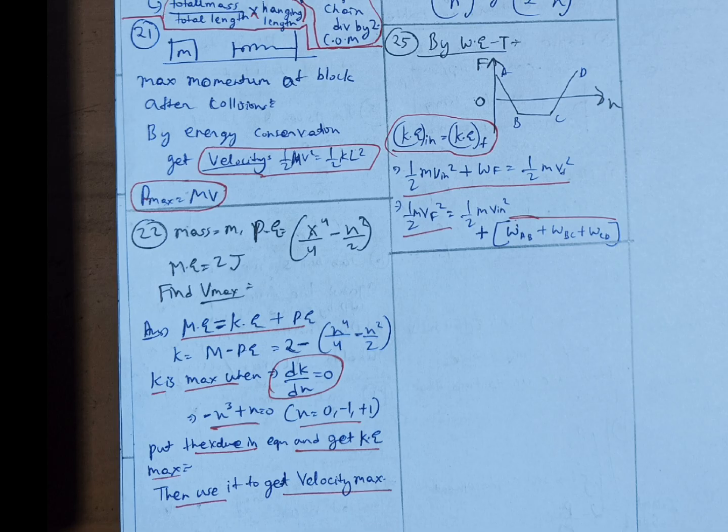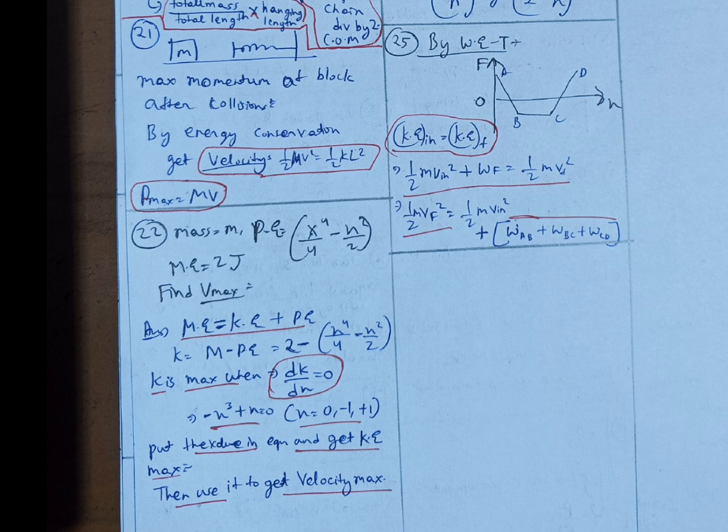Maximum momentum of blocks after collision: by energy conservation, get velocity, half m v square is equal to half k l square. Momentum maximum is equal to m into v. Find v max. Mechanical energy, kinetic energy, potential energy. Kinetic energy is maximum when dK by dx is equal to 0. Put the x value in the equation to get kinetic energy and use it to get maximum velocity.